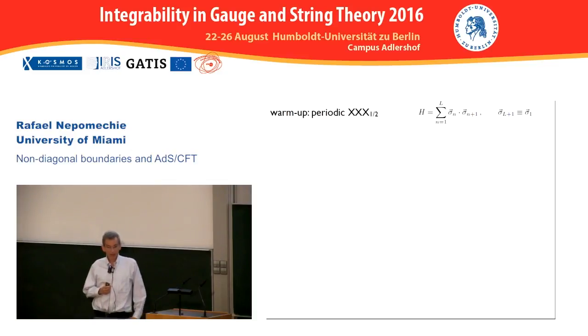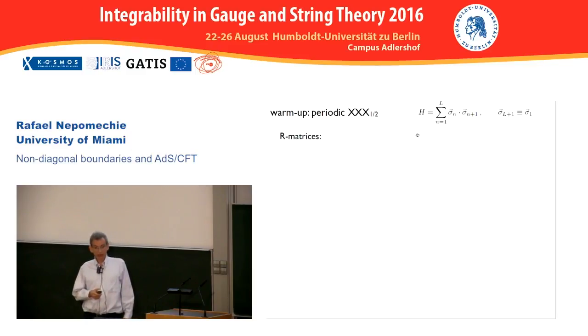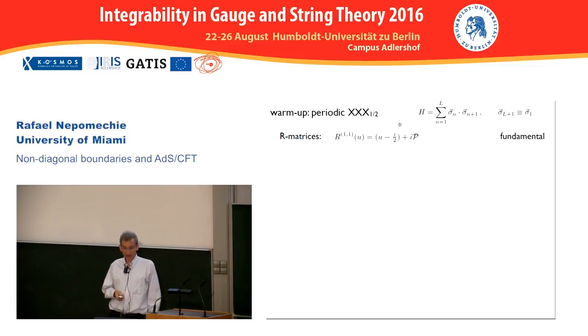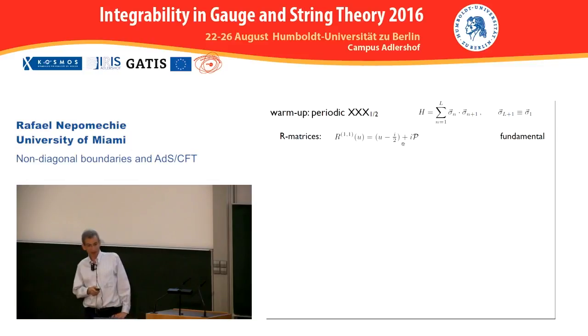So as a warm-up, let's go back to this spin-a-half XXX chain, whose Hamiltonian I already showed you. To build this Hamiltonian, we can start from some R matrices. The R matrix corresponding exactly to this Hamiltonian is the one here: this times identity plus i times permutation. I put this shift here just for convenience, usually you just see u. So I'll refer to this as the fundamental R matrix and denote it also by R11. And then I can denote it by this diagram.